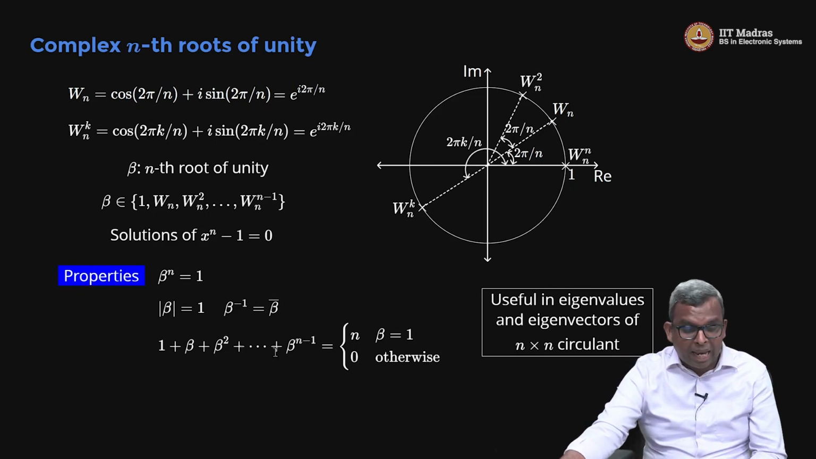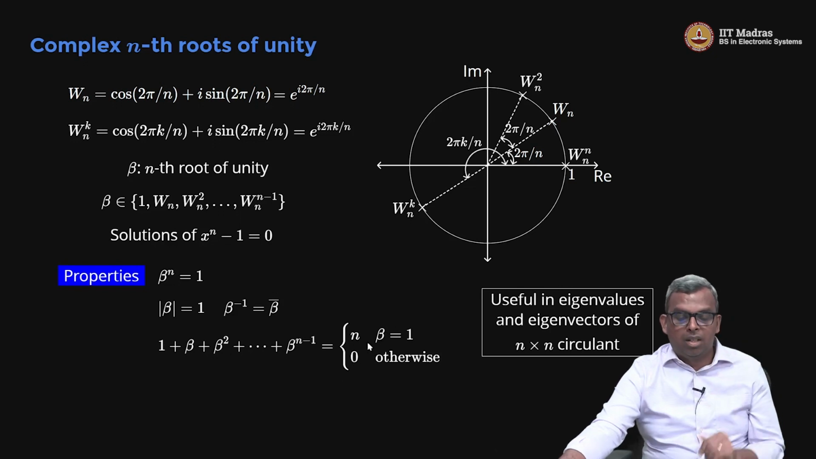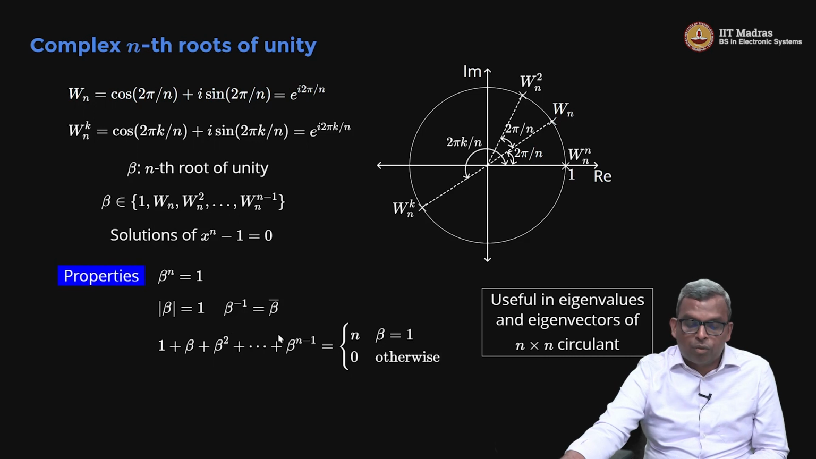If you take any nth root of unity, it can be any of these things, and if you do 1 plus beta plus beta squared all the way till beta power n minus 1, there are only two possibilities. It's either n if beta is 1, okay, that's easy to see, or it will be 0. Any other non-zero nth root of unity, if you add them all together, you will get 0. This is not very difficult to show. You can show it very easily. Okay, so this is useful.